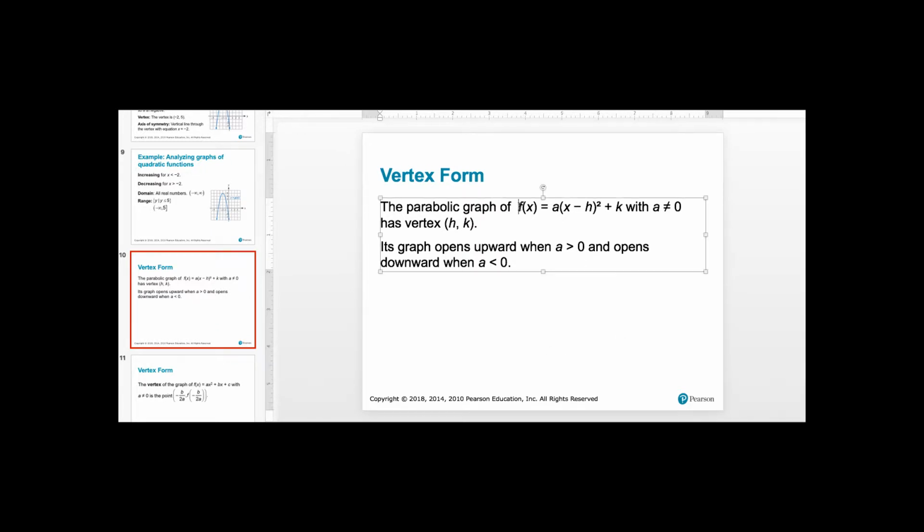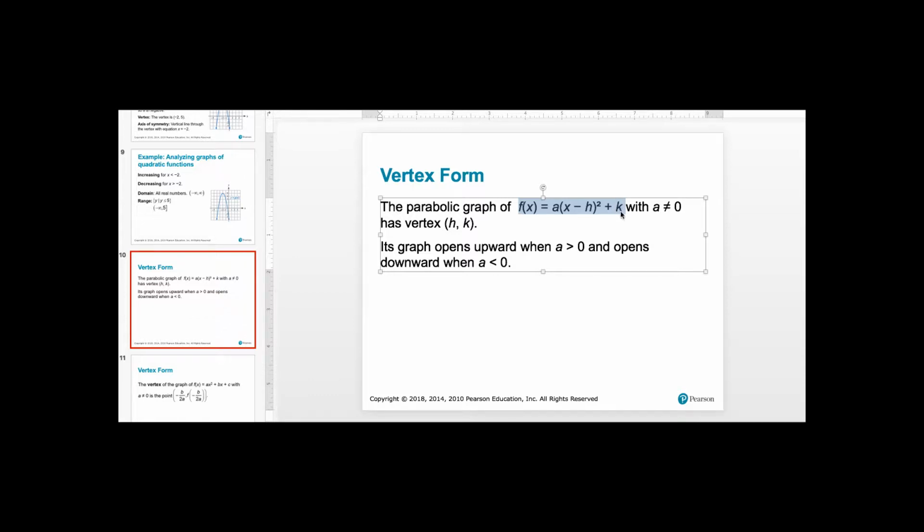Now, in the vertex form, you'll notice that it's drastically different. Notice again, there's a restriction on a. It can't be 0. But in this case, you get the vertex for free. It tells you that if it's in this form, the vertex is at (h, k), where h is the x coordinate of the vertex and k is the y coordinate. Do take note of the form here, this being negative and this being positive. If it looks exactly like this, then your vertex is (h, k). So be careful with that.